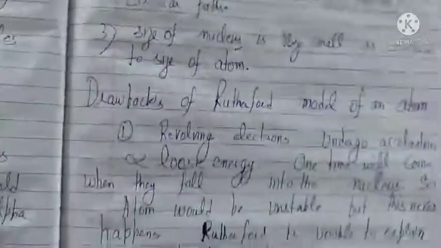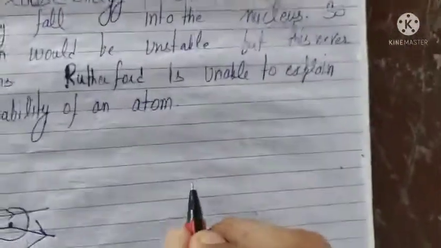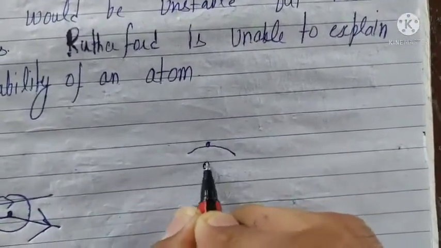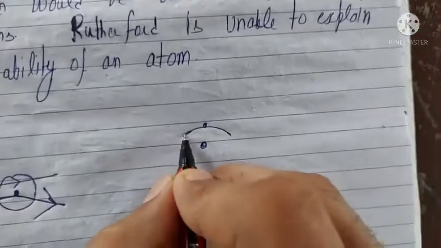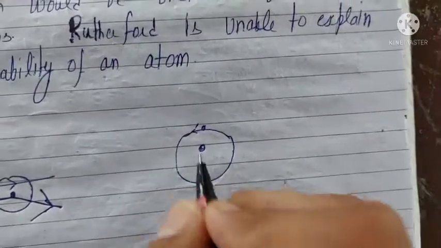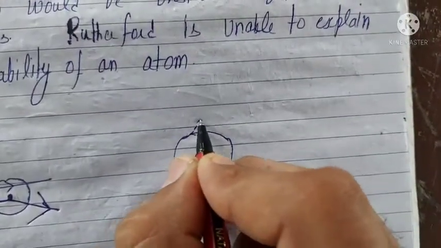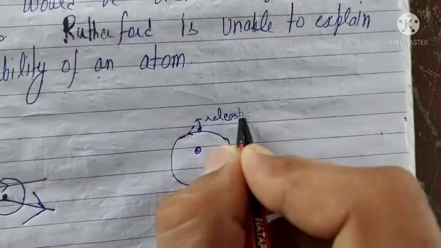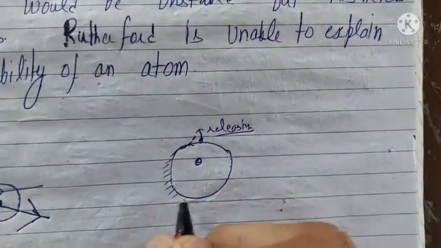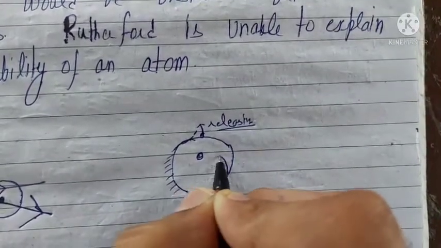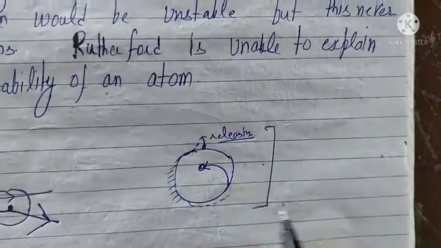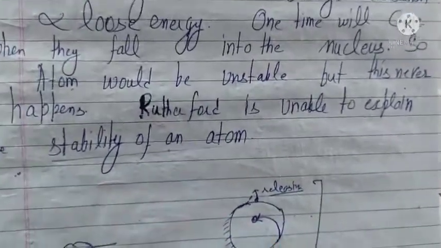That's why deflections were very small, and the size of this nucleus is very small. And what are the drawbacks of the Rutherford model of an atom? He gave the point that electrons are revolving around the nucleus. When an electron is revolving in a uniform circular motion, it gets accelerated. And when it gets accelerated, it will start releasing energy. When it releases energy, its energy will get over with time, and one time will come when it will fall into the nucleus, and the atom will become unstable. But this never happened. So he is not able to explain the stability of an atom.